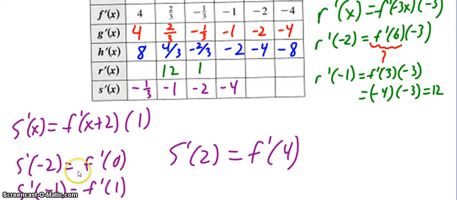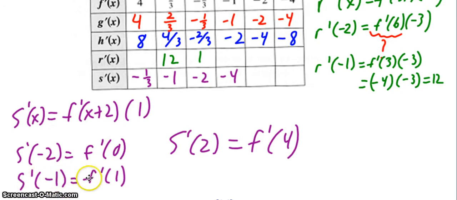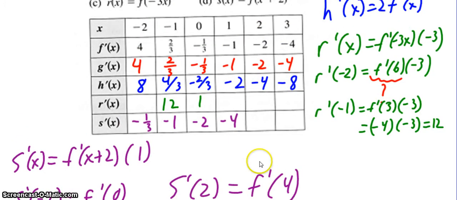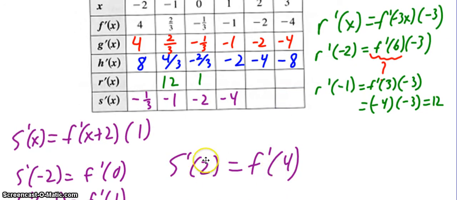And I can see that if I plug in s prime of -2, that's actually saying what is f prime of 0. s prime of -1 is actually saying what is f prime of 1. s prime of 2 is actually saying what is f prime of 4, and so on. But I don't know f prime of 4, and same if I tried s prime of 3, well, that'd be f prime of 5, and I don't know f prime of 5, so I can't answer those.